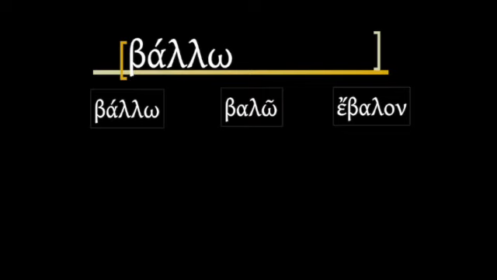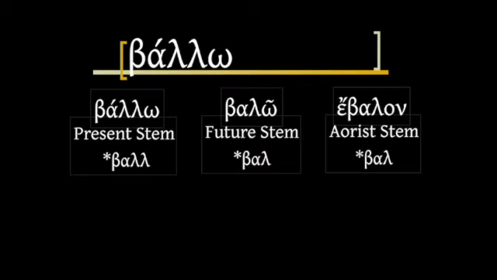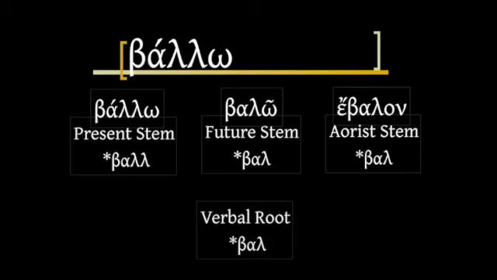And so the present tense stem is ball with 2 lambdas. The future tense stem is bal with 1 lambda. And then our aorist tense stem is bal with 1 lambda. And so our verb root is bal with 1 lambda. And so it's the part of the word that is common between all of our tenses. And so this is a good example of a verb that's irregular, but not so irregular.